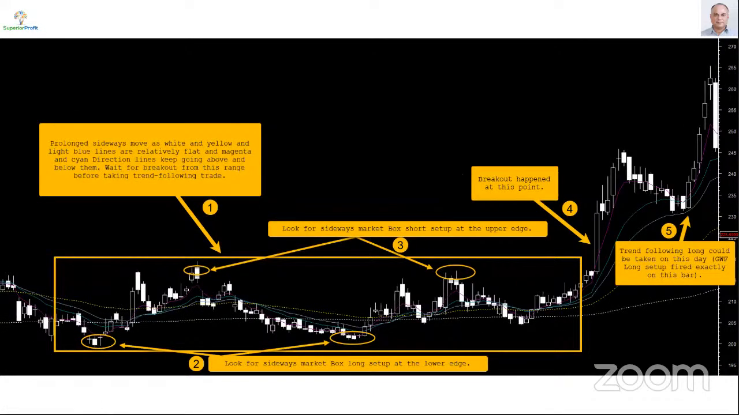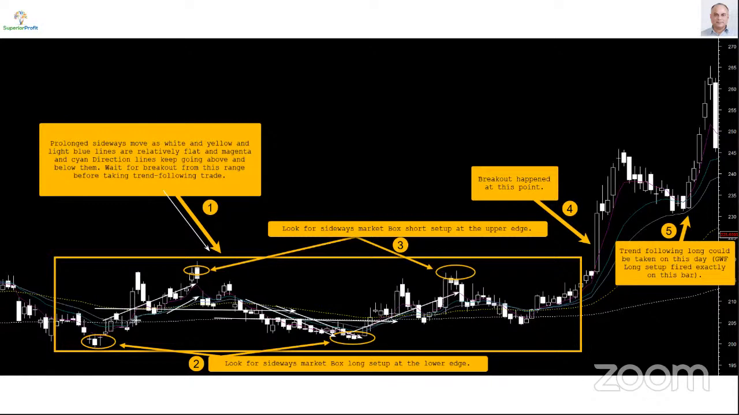Now let's look at an example of a prolonged sideways move here. The yellow line and the white lines, they are more or less flat, and the magenta line, cyan line going up above them, coming down below them, going up above them. So when that happens, usually it is a prolonged sideways move. It is not like a watermark box setup.